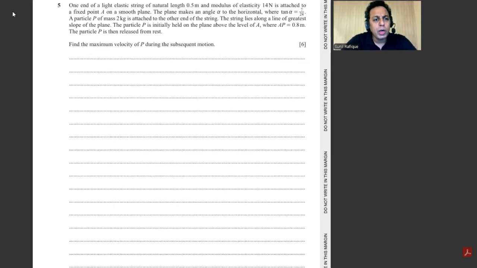Question 5. One end of a light elastic string of natural length 0.5 meter and modulus of elasticity 14 Newton. So let's just write down this information given. The natural length is given, the modulus of elasticity is given. It is attached to the fixed point A. So the string is attached to a point A on a smooth plane. The plane makes an angle alpha to the horizontal where tan alpha is 7/24. So I would like to make a triangle: 7, this is 24, this is alpha, and that's going to be 25.